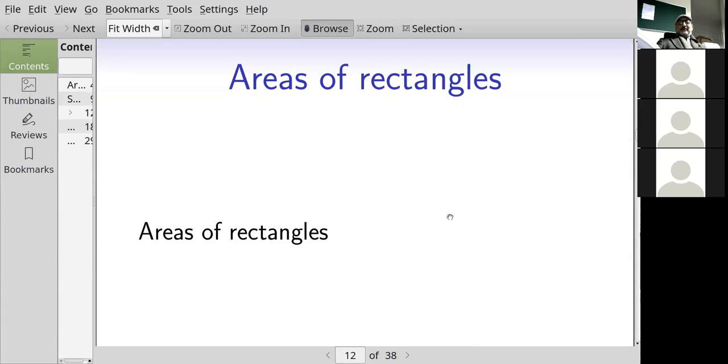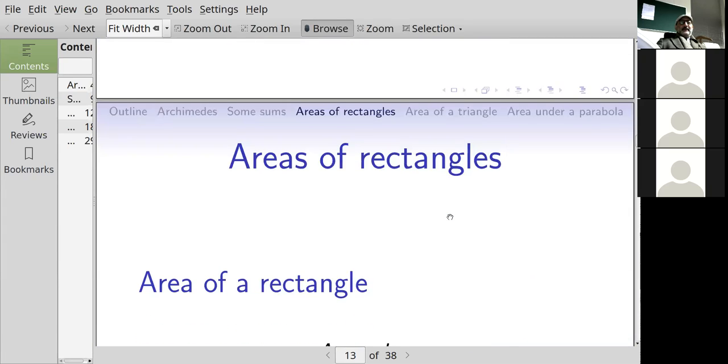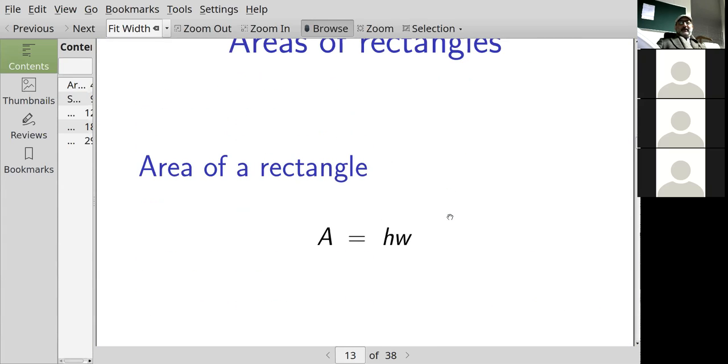Okay, so let me remind you of the area of a rectangle. If I have a rectangle with height h and width w, then its area is the height times the width, h times w.